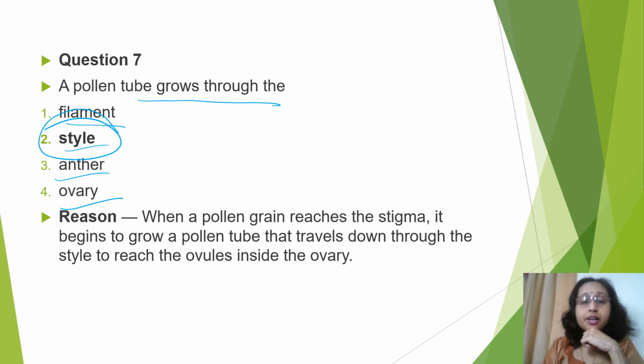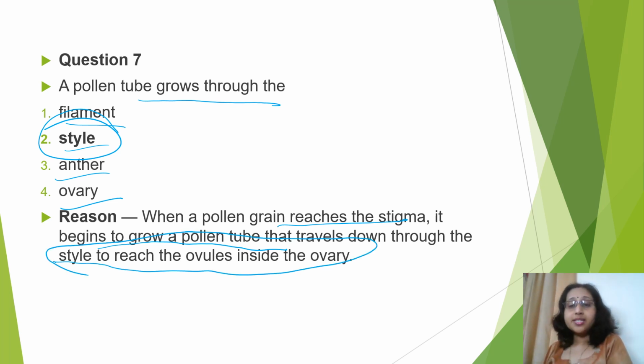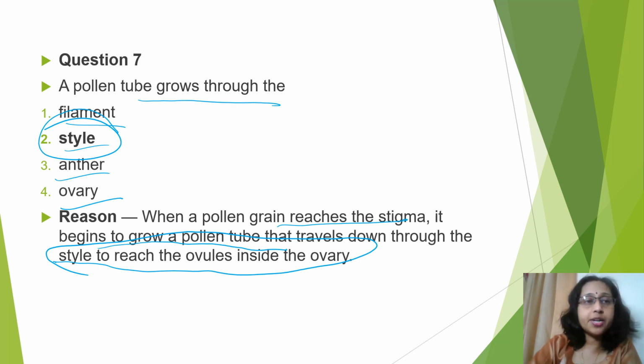So when a pollen grain reaches the stigma, it begins to grow a pollen tube. So you have studied that process, right? So when it is reaching the stigma, it begins to grow down and travels down the style and reaches the ovules inside the ovary. So this I have taught in detail. Please do go through it and study it. I'll be putting the link above. So when a pollen reaches the stigma, it begins to grow a pollen tube and then travels down the style to reach the ovules inside the ovary.